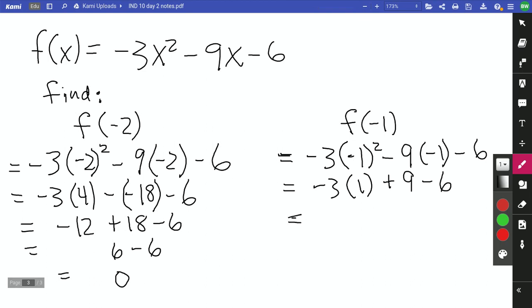So that equals -3 plus 9 minus 6. And -3 plus 9, that is 6, minus 6. And that one is also 0. So we get 0 for both of those. And that is the answer. If you've got something different, try to figure out where you went wrong.